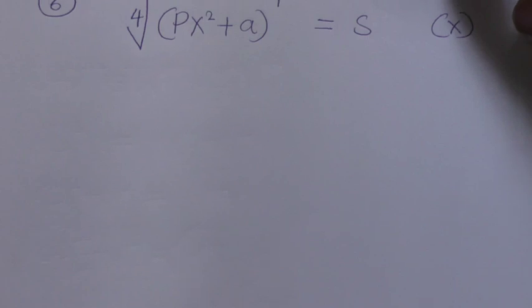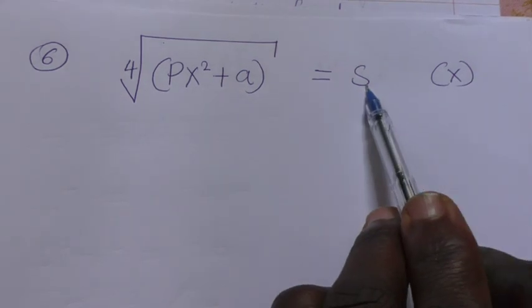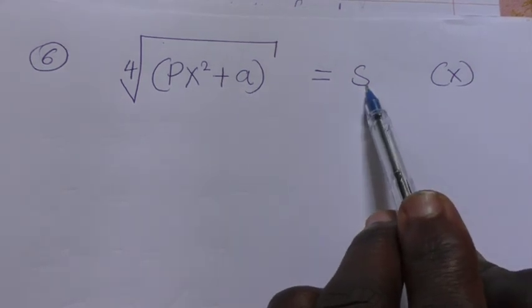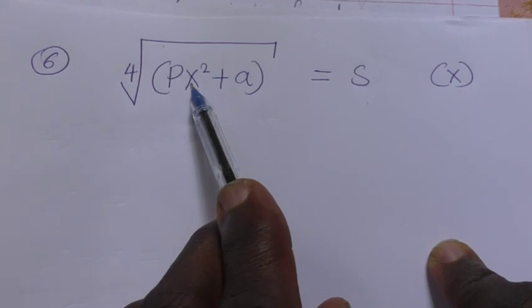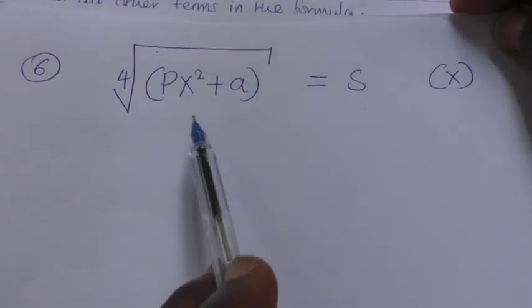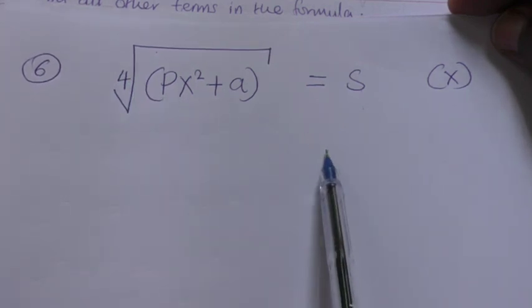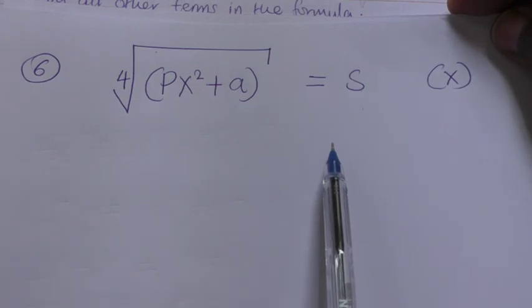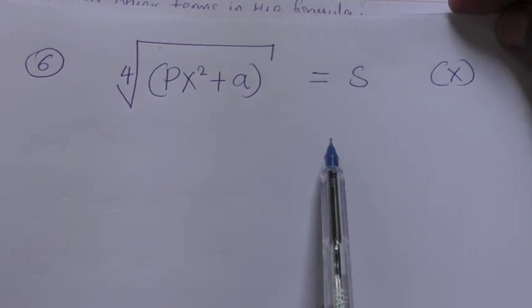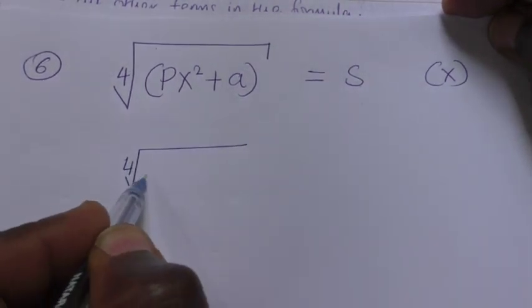We are looking at number 6. Number 6 gives us the fourth root of p x squared plus a equaling s, and our task in this particular one is to make x the subject. And therefore, just like we've seen before, when an expression is under the root, we need to first remove the root, because the root acts as the defense to this variable. So our first task will be to remove the fourth root.